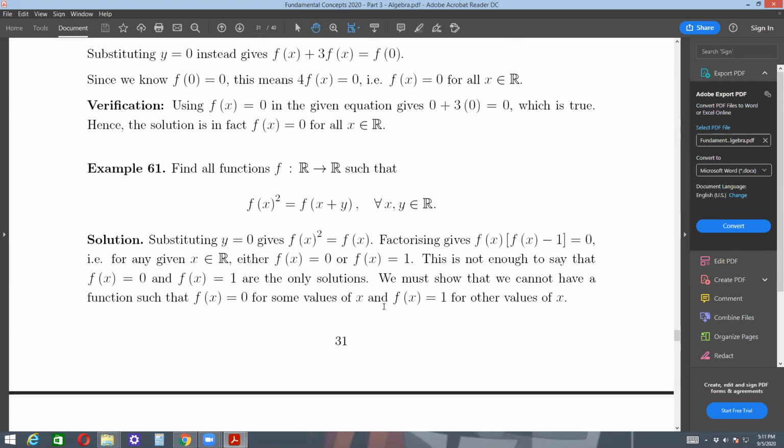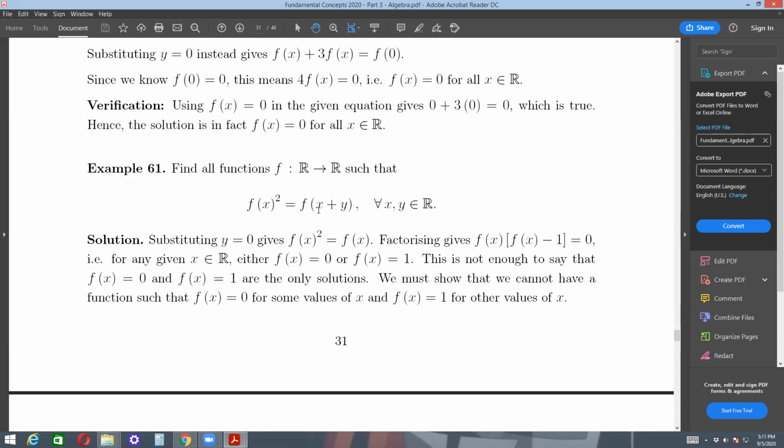All right, a couple more questions here. Find all functions from reals to reals such that f of x squared, meaning f of x times f of x, is equal to f of x plus y. Again, usually you try to see what happens when x is 0, y is 0. If you take y as 0, then you get f of x squared is equal to f of x.